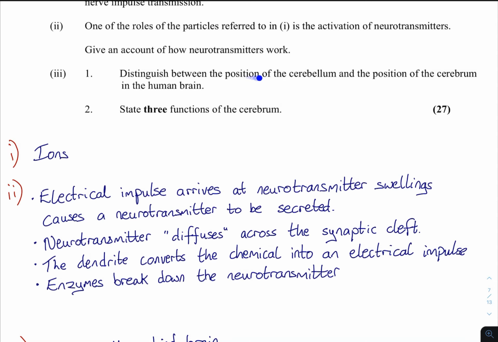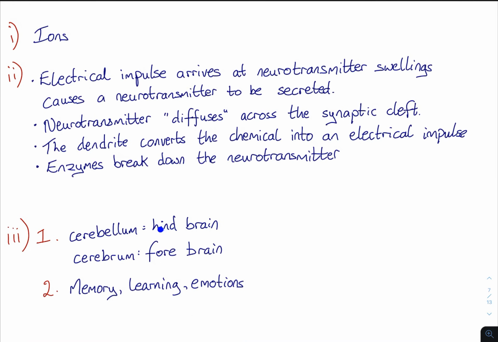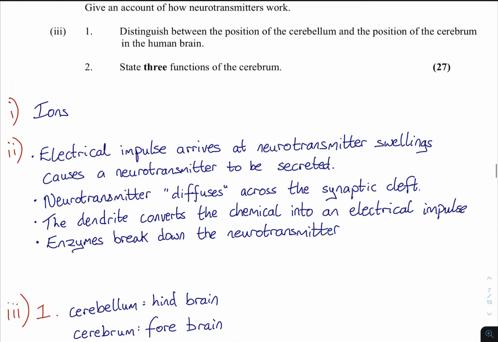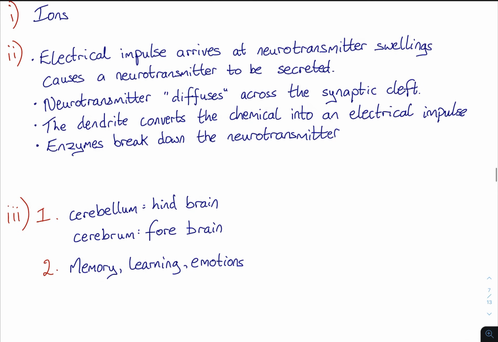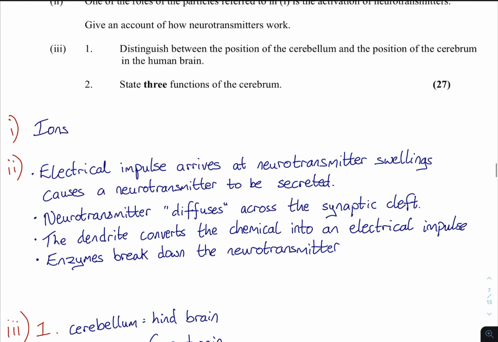Distinguish between the position of the cerebellum and the position of the cerebrum in the human brain. So the cerebellum is the hind brain and the cerebrum is the forebrain. And that's just something you have to learn off. And then you're asked for the functions of the cerebrum. So the cerebrum there is the forebrain, it's right at the front. So that's quite a lot of functions. But memory, learning, and emotions are the three that I picked. Languages and stuff like that, all of that comes into the cerebrum.